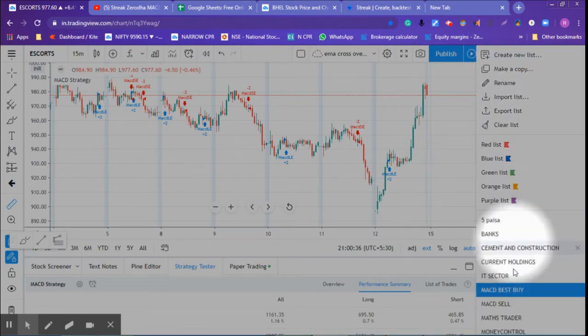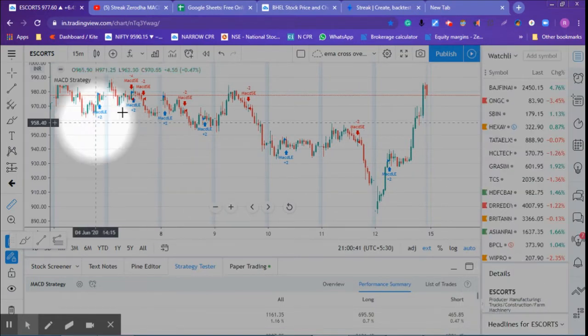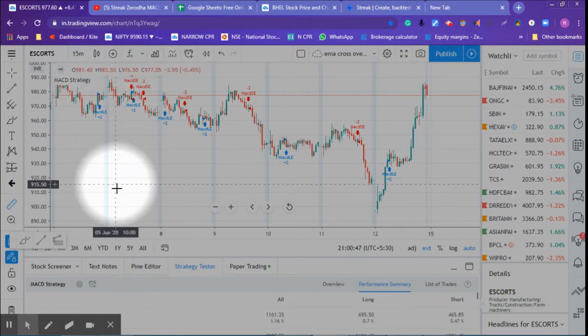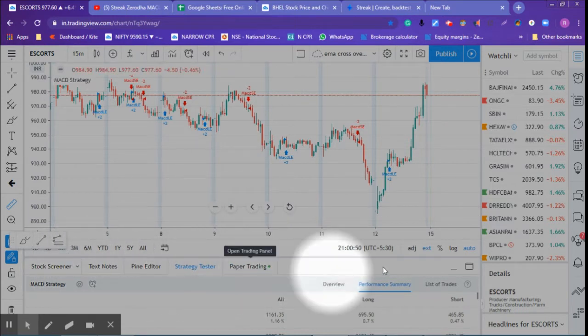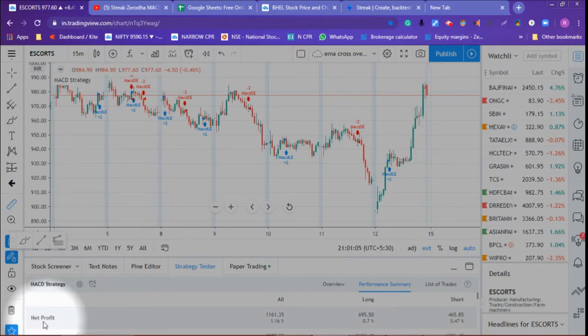For example, if I go to my watch list, I have to see how this strategy has worked. Just keeping a 15-minute chart, you can go to a column down below this chart. There are many options here. You go to a column called strategy tester. When you click the strategy tester, you can see a lot of things here: net profit, how much when you go long, how much when you go short.